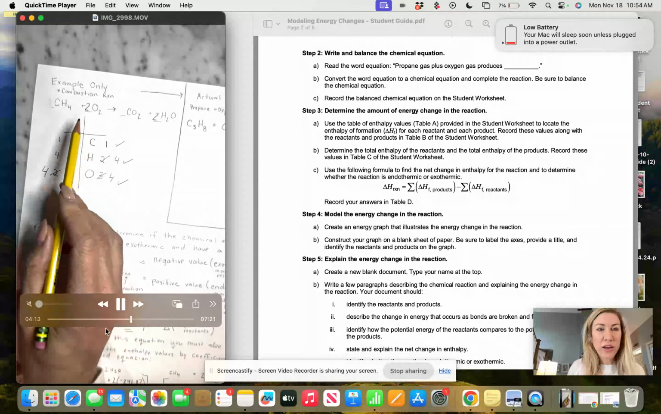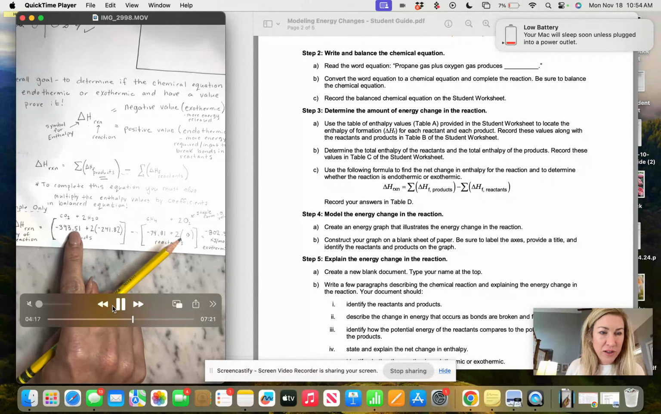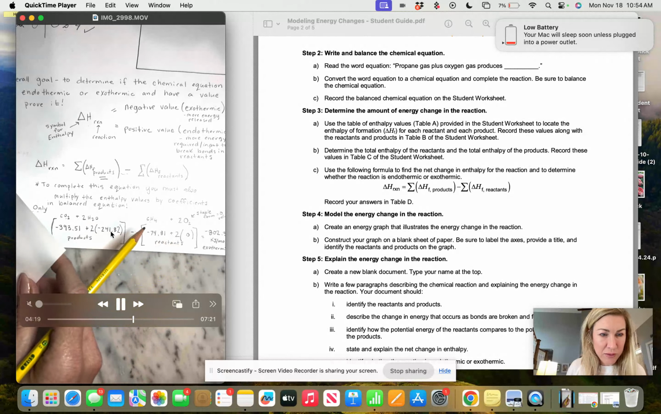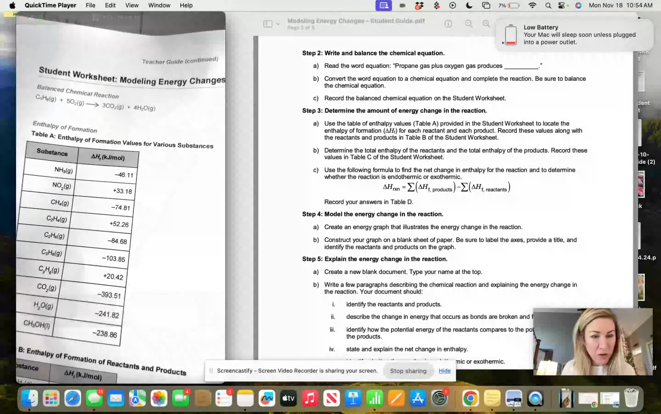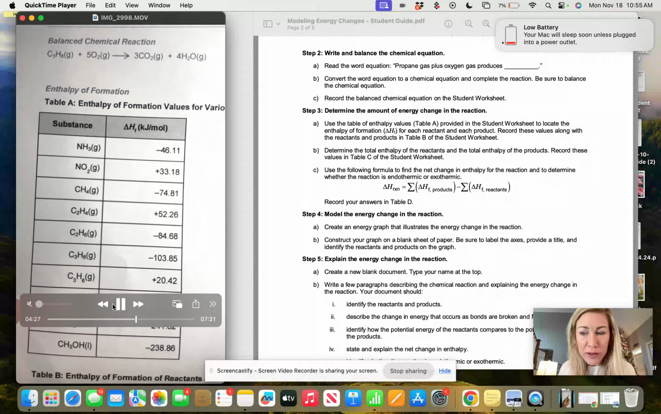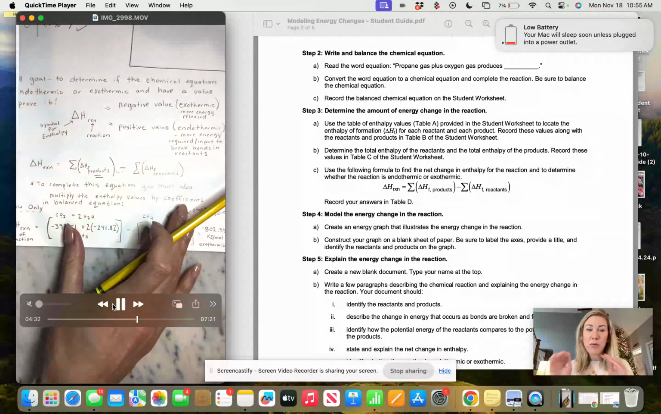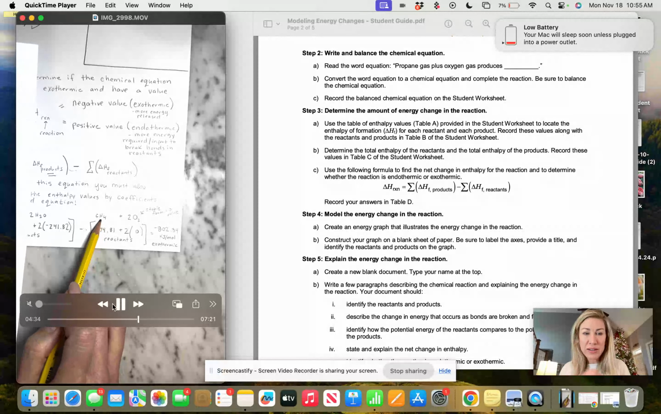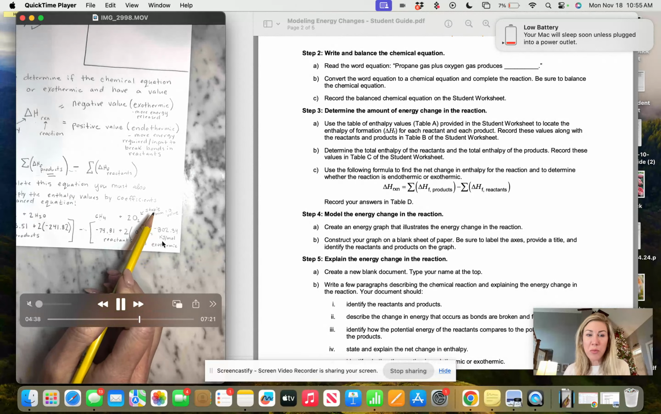All right, let me play this part. So again, I got those values, the coefficients from my balanced equation. I'm just going to then take my 2 times this number. I'm just showing you where to get the numbers from. Guess I could hurry that along. Type this into your calculator. Again, ultimately, we're just taking a value for the products and we're subtracting a value from the reactants. And then we're getting an overall answer, all right, in kilojoules per mole.